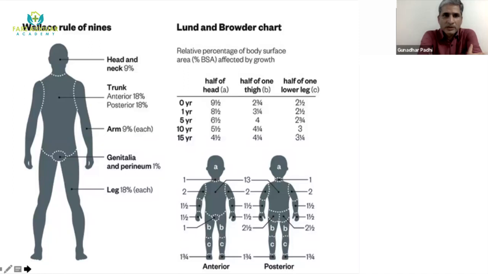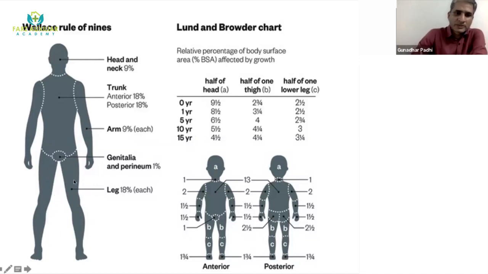So as you see in this picture, any burn which involves the head and neck is considered to be 9%. The central trunk anteriorly is 18% and posteriorly is 18%. Each arm is 9%, so this arm is 9%, this arm is 9%. And each leg is 18%, so this is 18%, this is 18%. And the genitalia and perineum is 1%.